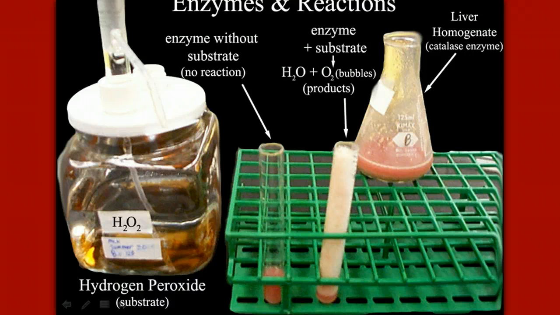So there are different enzymes and reactions that occur. And so when we look at this, we can see an enzyme here that has no substrate added to it. So nothing is happening. But as soon as we add the enzyme and the substrate, which in this case happens to be liver homogenate, the liver homogenate and the hydrogen peroxide react pretty rapidly, pretty fast, and create all of those bubbles. Now that's the product that ends up being formed.